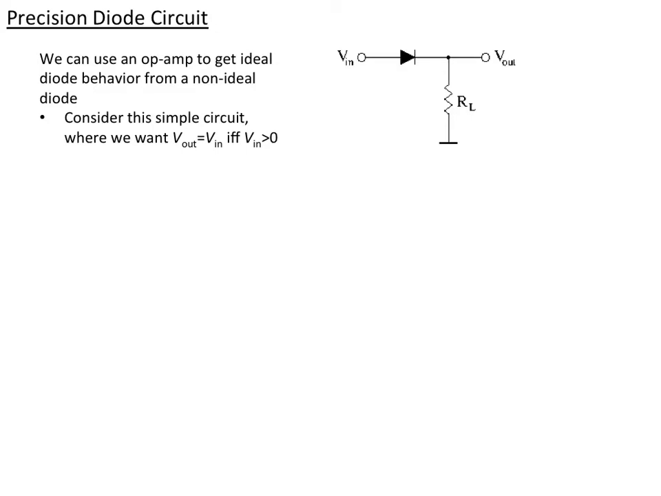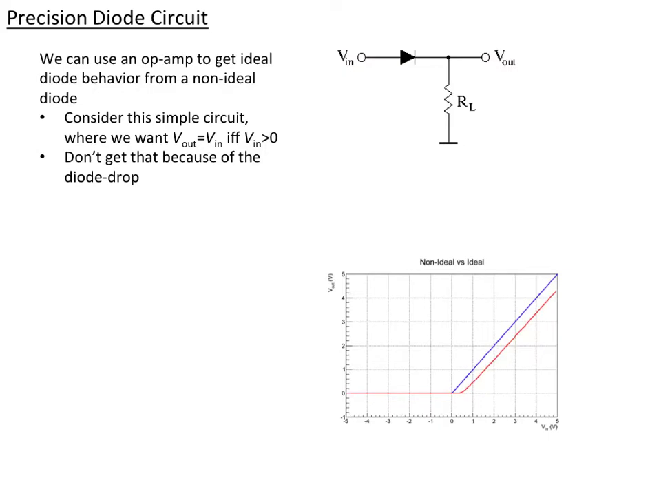Consider this circuit where we want V out to equal V in, but only when V in is greater than 0. So we put a diode in there, and if V in is greater than 0, then you would expect current to flow this way, but you'll have a small diode drop here, so V out will be pretty much just a little bit less than V in. But if V in is negative, then V out should be 0 because it's connected to ground basically through the resistor. So how do we get rid of the diode drop?